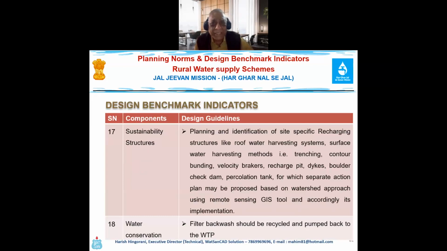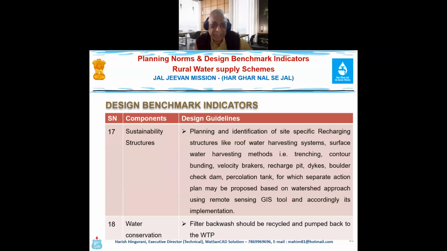Sustainability structure, planning and site study: recharge structures like roof water harvesting can be considered on institutions, government institutions. Surface water harvesting methods, maybe trenching, contouring, bunding, velocity breakers, small recharge structures to support the in-village water supply sources. There is a feedback that we cannot take up such structures in the water supply scheme. I am very much talking of the in-village water supply supported by groundwater-based sources. And you can go for financial support from other institutions, MGNREGA or any other funding agency.